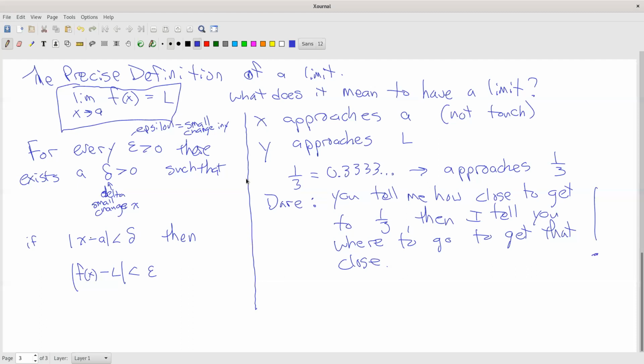And we also don't want to touch a, right? The approach but not touch. So then this right here has to be greater than 0.